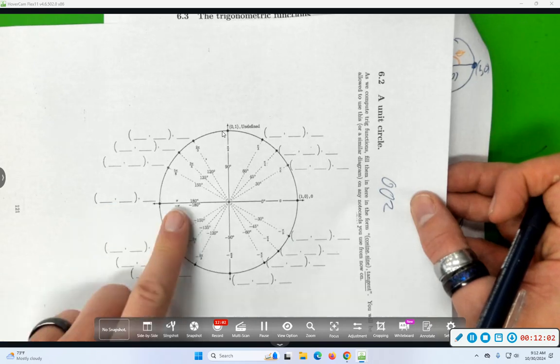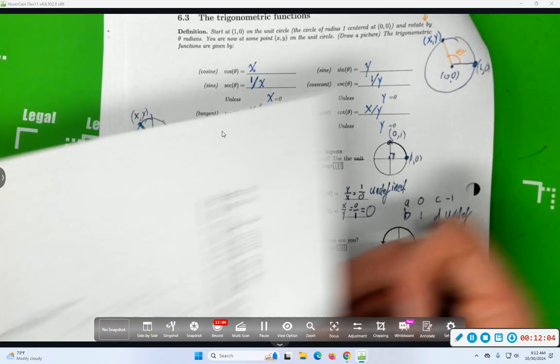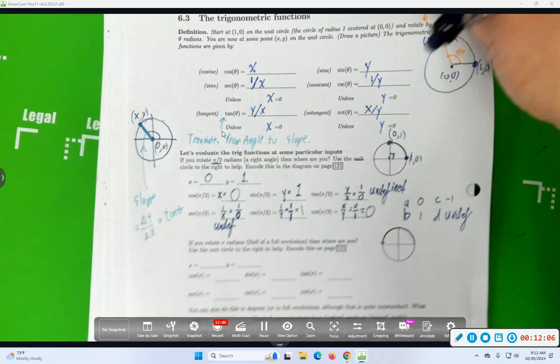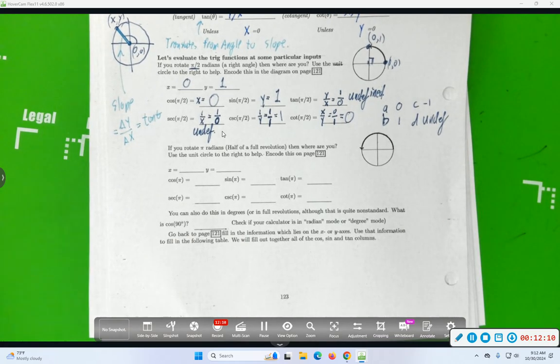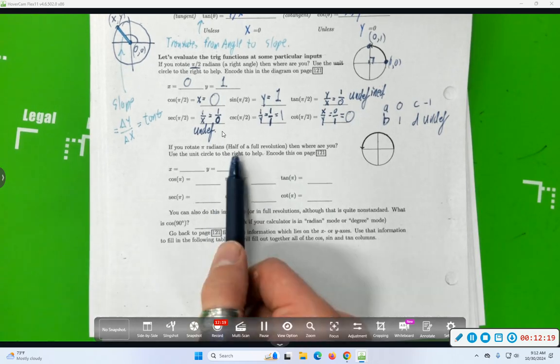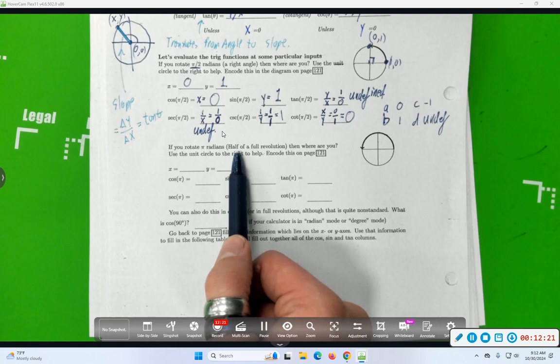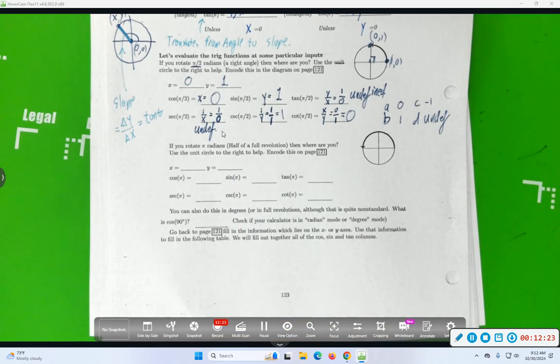Let's try to figure out what happens at an angle of pi radians. So, set of instructions. Rotate by an angle of pi radians. So if 2 pi is a full revolution, then pi is half of a revolution. So you rotate half of a full revolution, starting at 1, 0. Figure out what x, y value you land on. Use that to compute the resulting trig functions. Think you can do that?